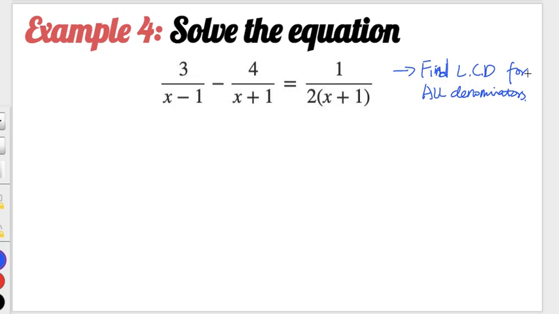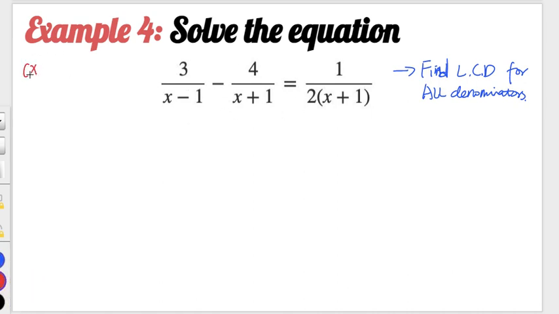If you prefer, for example, to move 4 over x plus 1 to the other side, then play with it, go for it, try it. Because as long as you follow the same logic, use the LCD to deal with fractions, you will definitely get the right answer. Let me share with you my thinking process when I deal with this type of denominator.